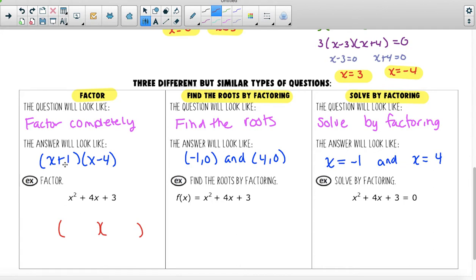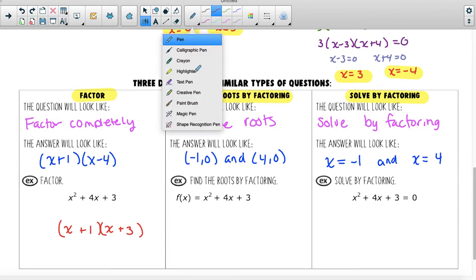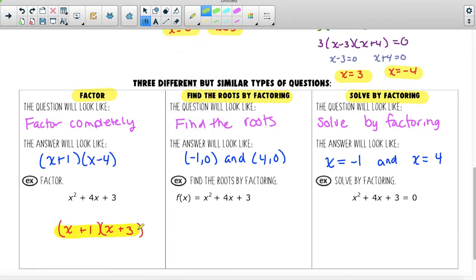The GCF is 1, so this would be x and x. Factors of 3 are 1 and 3. And it's going to be a positive 1 and a positive 3 to get us to 4x. This is all your answer would be. If it says to factor, we want two sets of parentheses multiplied to each other.